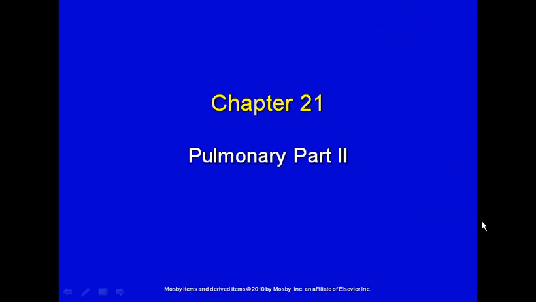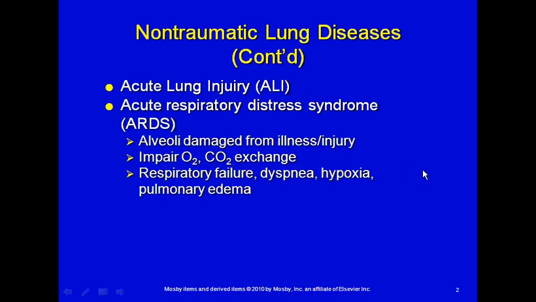Alright, well here we are at Pulmonary Part II, second set of the pulmonary chapter. After finishing up ACLS, I'm sure you'll be pleased to move into the pulmonary part of the paramedic program. So we're going to continue with some non-traumatic lung diseases that include acute lung injury and acute respiratory distress syndrome.